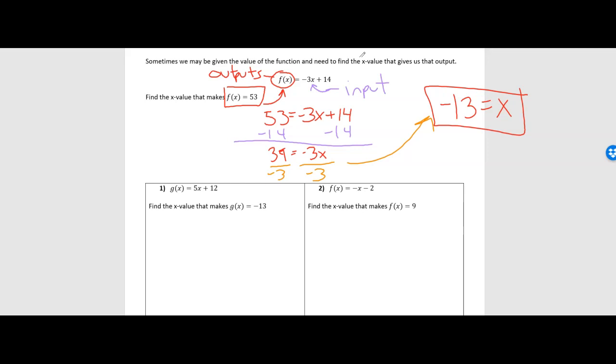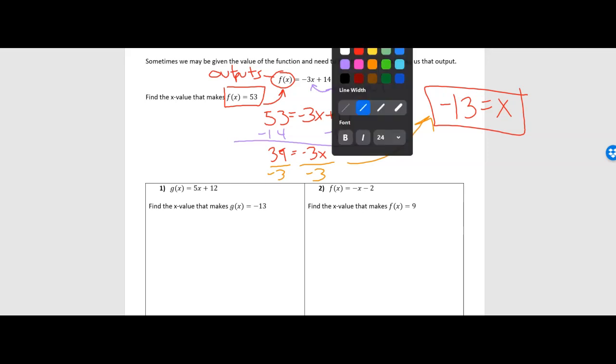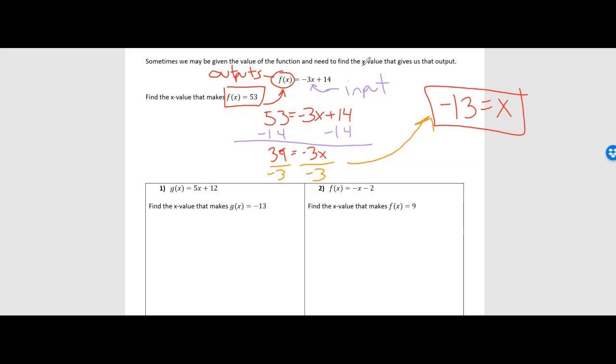And you could double check to make sure that this is true. Let's start with negative 13. So if I start with my original function, and I have an input of negative 13, so f of negative 13, remember I'm going to replace every x with negative 13. Now I would just simplify.